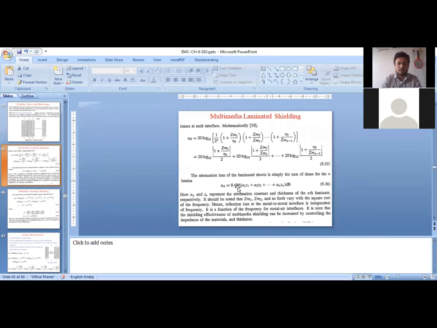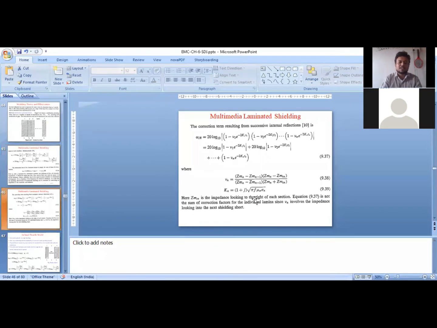The absorption loss, again, is alpha t, but we have n metals starting from 1 to n. So alpha 1 T1 plus alpha 2 T2 plus alpha 3 T3, and so on till alpha n Tn. T1, T2, T3 are the thicknesses of metal 1, metal 2, metal 3, and so on. And alpha 1, alpha 2, alpha 3 are the attenuation factors of different metals. Attenuation of a wave is different in different conducting objects. So if you are using different conducting metals, the attenuation factor will vary. And attenuation in dB can be calculated by multiplying this total attenuation by 8.686.